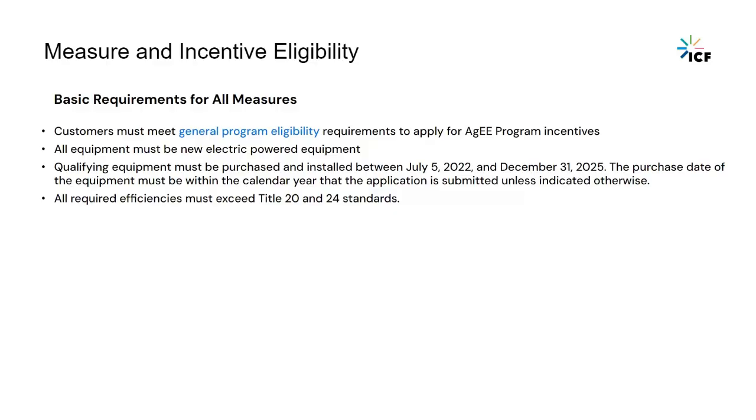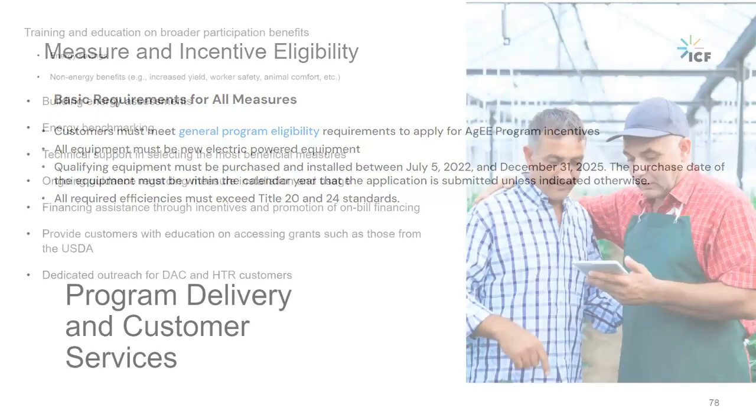The qualifying equipment must be purchased and installed either within this calendar year or within a calendar year of its purchase date. It's a little confusing, so if you have any questions about this, again, feel free to reach out to us and we can clarify. And then lastly, all efficiencies have to exceed Title 24 standards. Next slide, please.